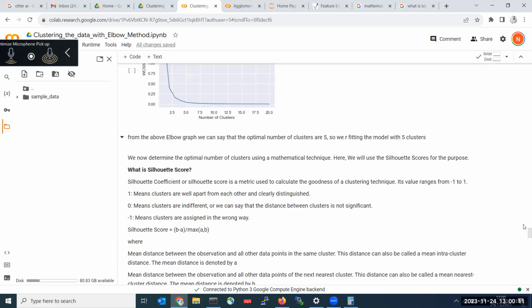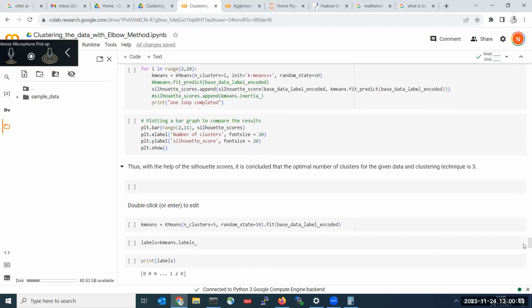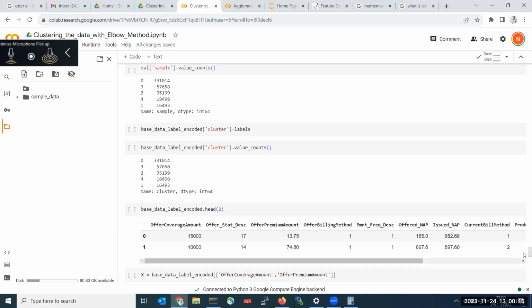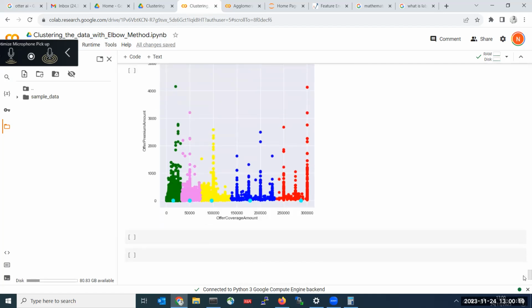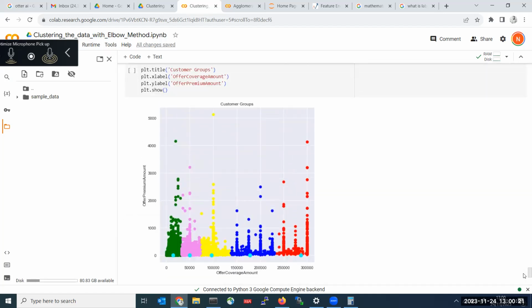So we are fitting the model with 5 clusters. Here also I have mentioned Silhouette score, all those things. What I'm expecting from each and every one of you is to please go through these two codes clearly, step by step, line by line. See, when I divide it into multiple clusters, this is one cluster, this is another cluster, this is another cluster. Like this, I was able to divide.